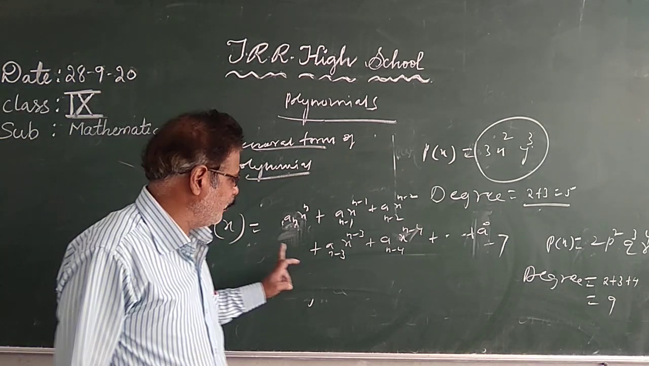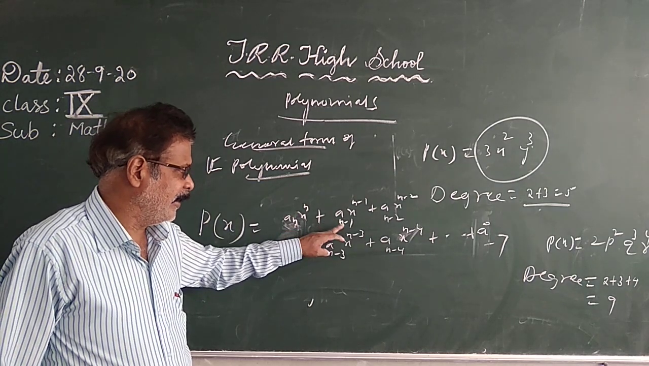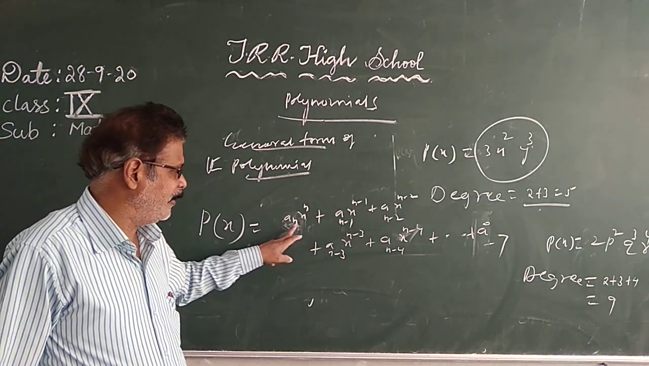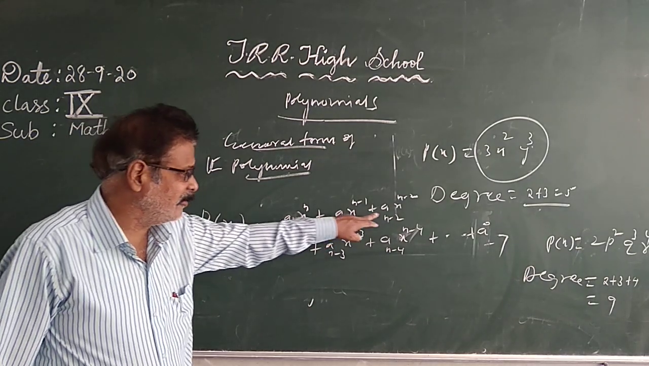The general form of the polynomial is what? P of x is equal to a_n x power n plus a_(n-1) x power n minus 1. a_n means, for example, 7 is there. Next what will come? 7 minus 6 will come. Next what will come?